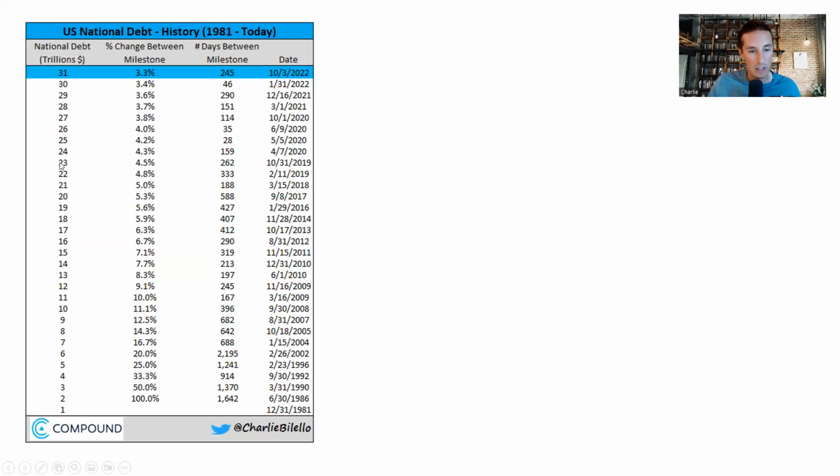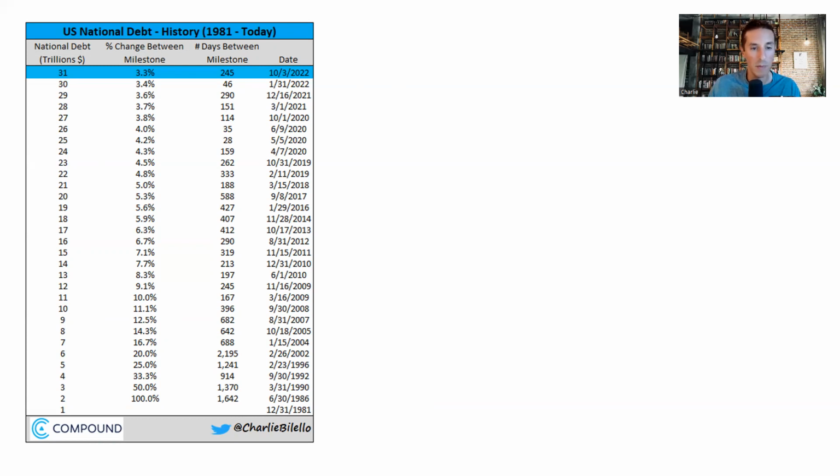We started here 3 years ago at 23 trillion, and we've had an $8 trillion increase in just 3 years. So how did that happen? You know the story by now. We had all of these different stimulus bills. We had a huge increase in the deficit. So simply, we're borrowing from the future to spend more money today.